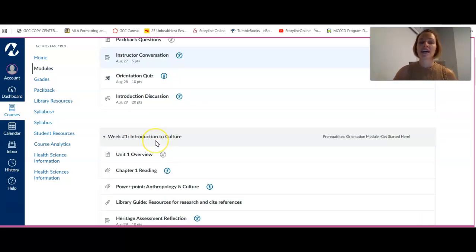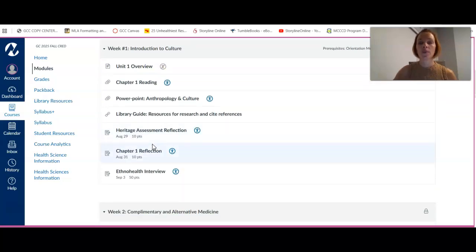Once you complete these tasks, your week 1 module will open for you, and you do have some reading. Each unit or each week will always start out with an overview, what to be focusing on. Your chapter reading, all information in this course is provided for you. You're welcome. You don't need to buy a textbook. It is given to you.